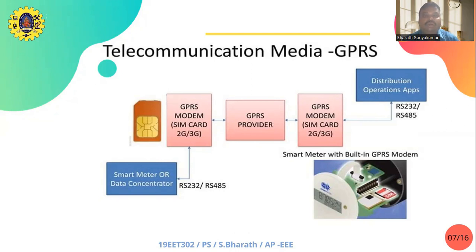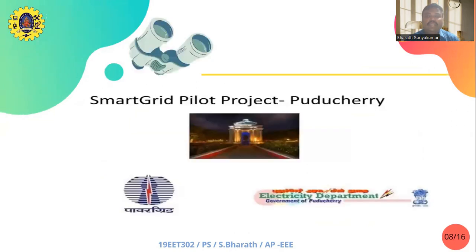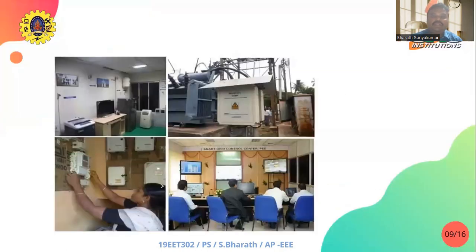So here we see the block diagram for this telecommunication media, smart meter, GPRS modem, and the distribution operation applications. Now, coming into all these features, we are moving into the smart grid pilot power project taken by the Government of Puducherry, the Electricity Department of Puducherry, and the National Power Grid Corporation. They have completely implemented the smart grids, that is the advanced meters, in even each small household, up to the biggest industries, government or commercial buildings, wherever the smart meters have been implemented.